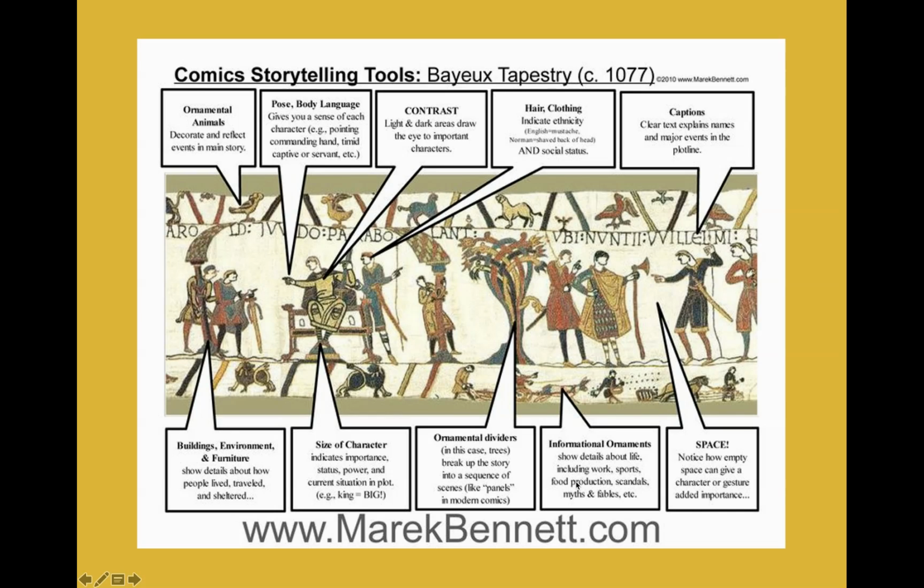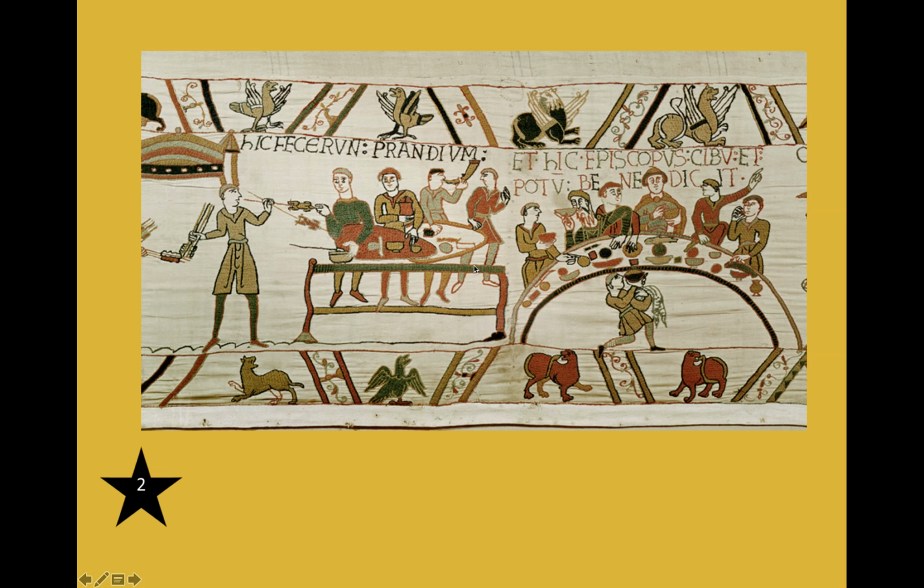Down here at the bottom, we get some informational ornaments about regular life and sports and what's going on. So you can see plowing and planting and doing things with crops. And then there is some white space here to emphasize the body motions of the person that's doing them. So this is sort of a cool explanation of how to understand the Bayeux Tapestry. And then we get into your actual images.